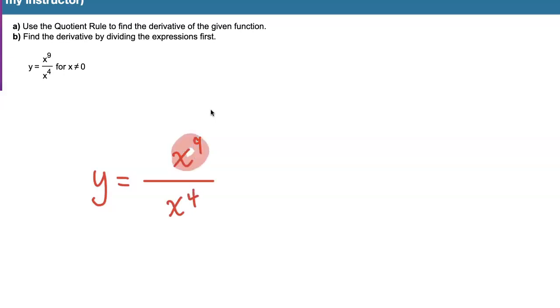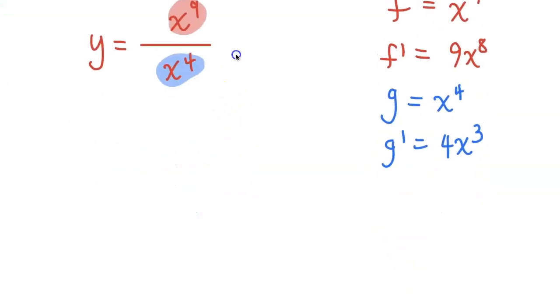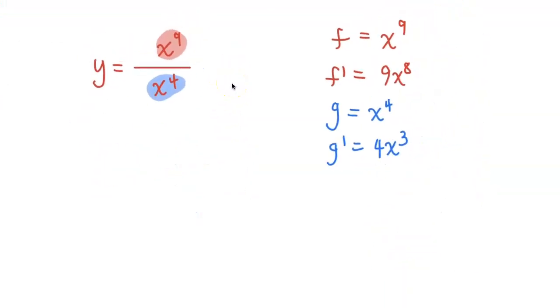When you're doing the quotient rule, I call f the numerator function, and we can differentiate that to get 9x to the 8th power. And I call g my denominator function, x to the 4th, and g prime will be what? 4x cubed, right? So once I have all these labeled, I'm going to go ahead and set up the quotient rule.